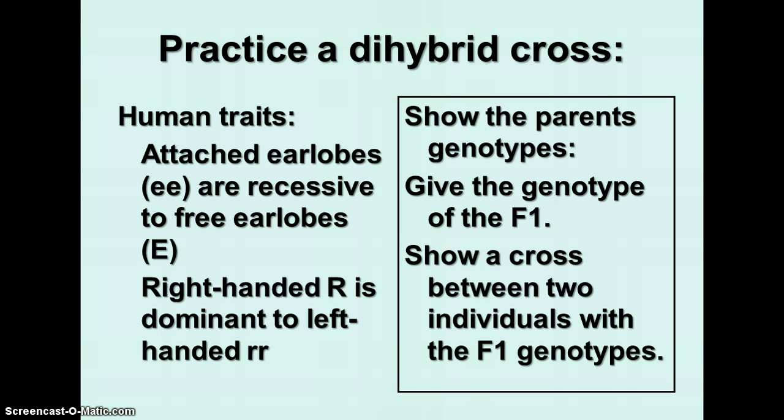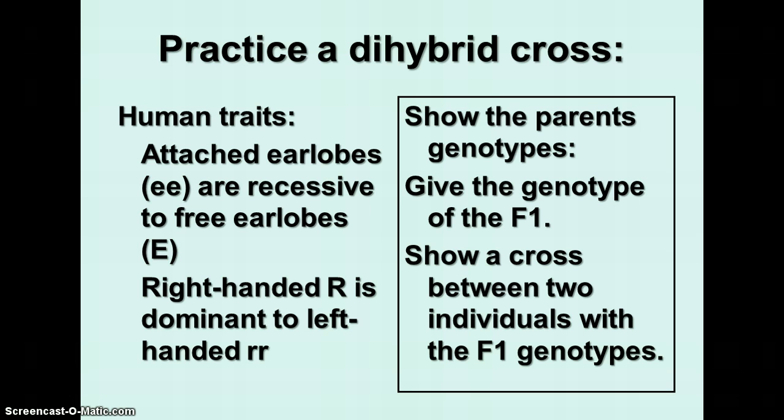Now, here's a practice cross for you to do, okay? Talking about human traits. Attached earlobes are recessive to free earlobes. So free earlobes would be the capital E, and attached would be little e. And right-handed is dominant to left-handed. Right-handed, big R, is dominant to left-handed, little r. So show the parent genotypes that would be dominant and recessive on both of those traits.